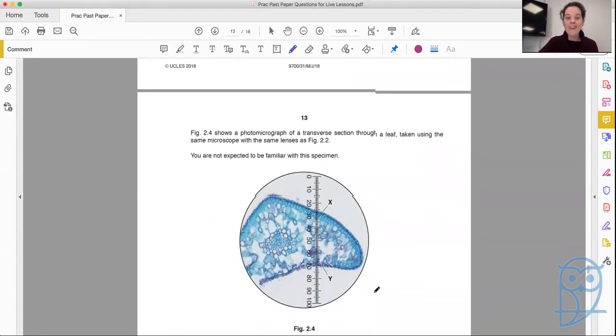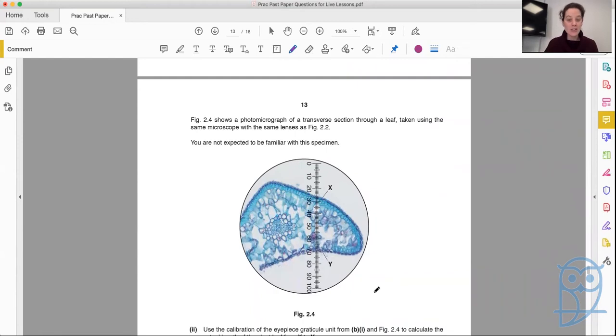Figure 2.4 shows a photomicrograph of a transverse section through a leaf taken using the same microscope with the same lenses as figure 2.2. So magnification is unchanged. Microscope is unchanged. The calibration that we have done, we can now use. So you are not expected to be familiar with this specimen. What's quite funky is this is actually a specimen from a previous exam year. This is one of the slides that they used for an October-November exam one year. But don't ask me which year at the moment.